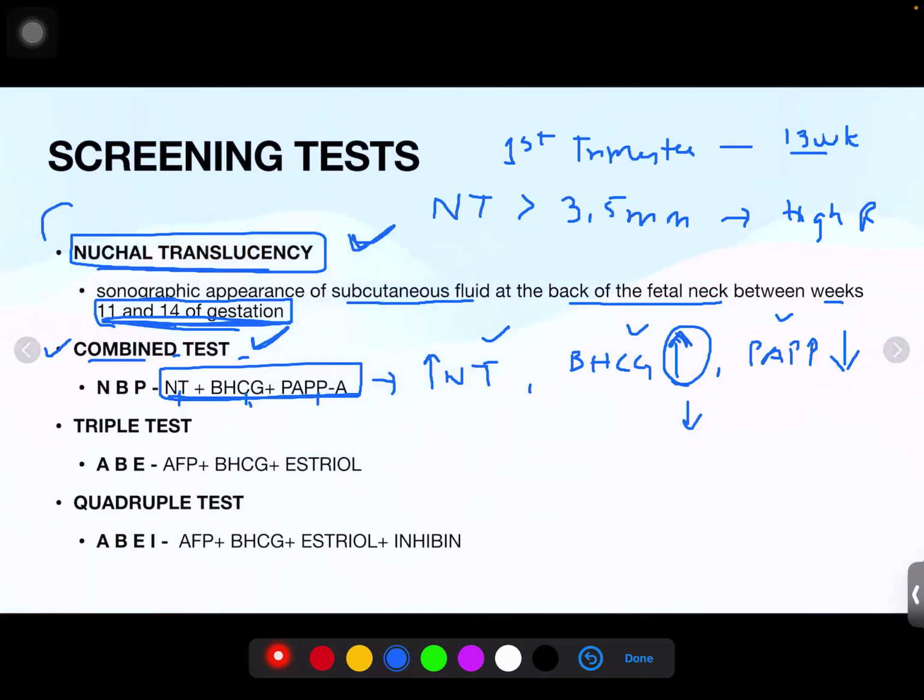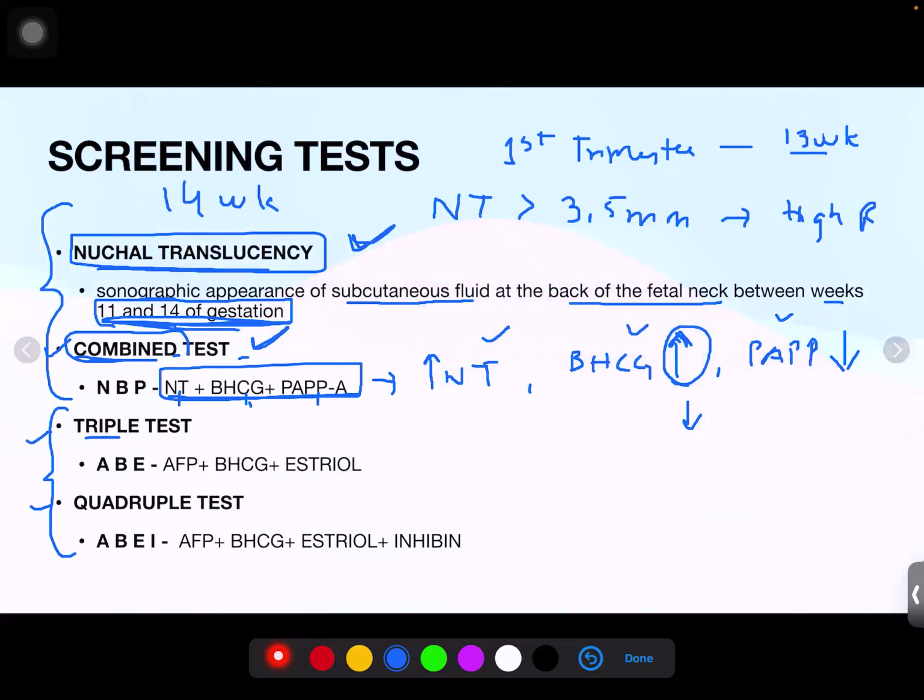So in the first trimester, you have to do these two tests. NT and the combined test; the combined test also includes NT, so don't consider this extra. And during the second trimester, you have to do these two tests. The first trimester is up to 13 weeks. Up till 14 weeks, you can do the combined test, and from 14 weeks onward, you can do the triple and quadruple test.